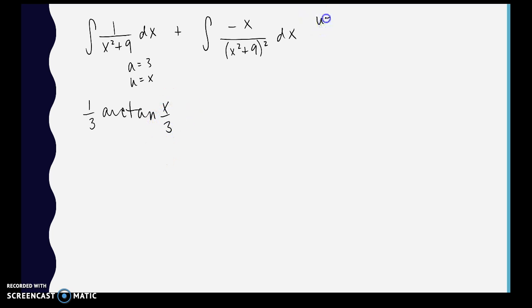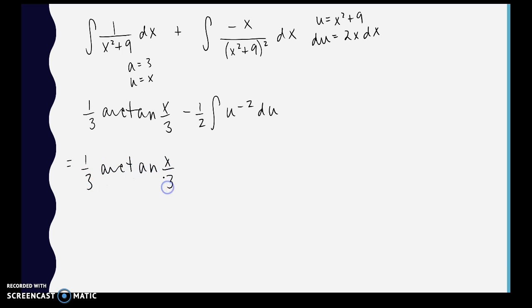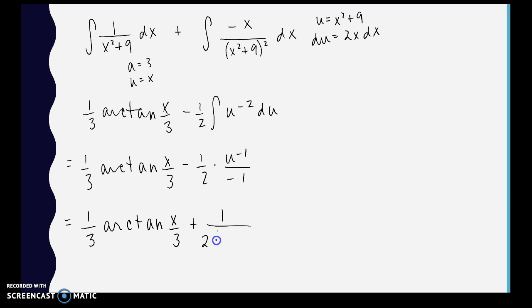For my second integrand, I'll do a u substitution. U is equal to x squared plus 9. Du is equal to 2x dx. So I'll bring a -1/2 out front, u to the -2nd. So arctan of x over 3, that's finished. And then it'll be -1/2 times u to the -1 over -1. So my last substitution, arctan of x over 3 plus 1 over 2 times x squared plus 9 plus c.